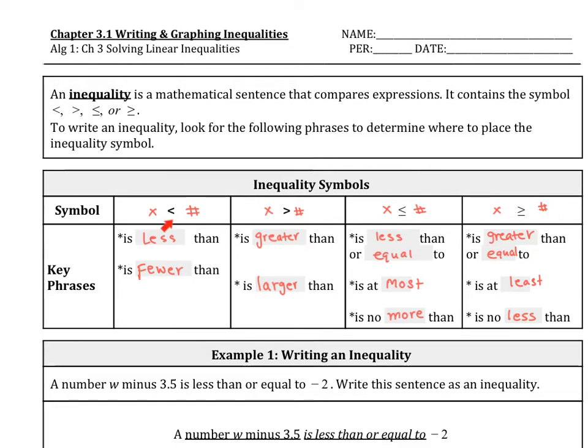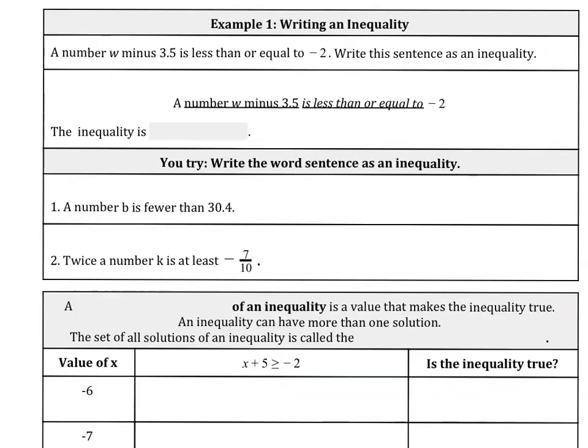Again, this is less than, this is greater than. If there is a line underneath them, it's called less than or equal to, greater than or equal to. Example number 1, writing an inequality. A number w minus 3.5 is less than or equal to negative 2. Write this sentence as an inequality.